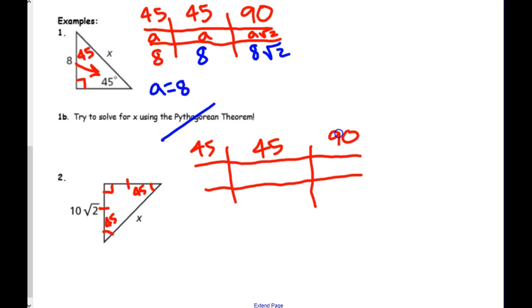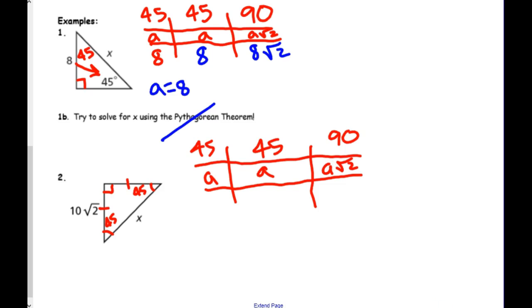What goes on the second row? A, A, A square root of 2. All right. So far, so good. Now, if you just were to guess, where do you think we should put 10 square root of 2? At the end, because it looks like it, right? But that would be wrong.